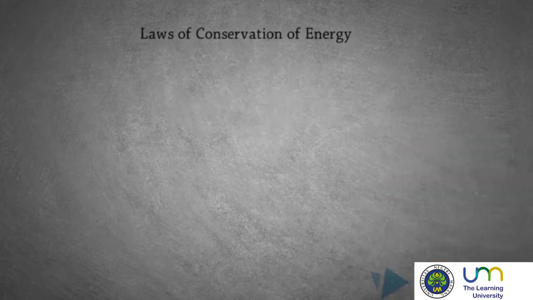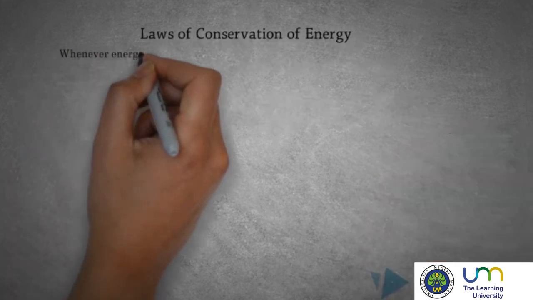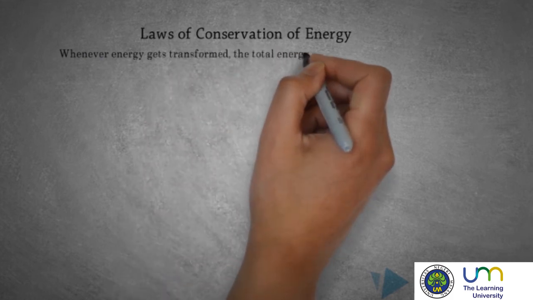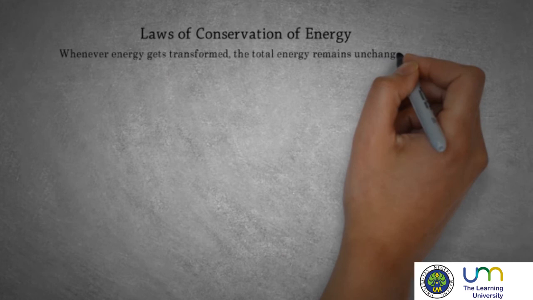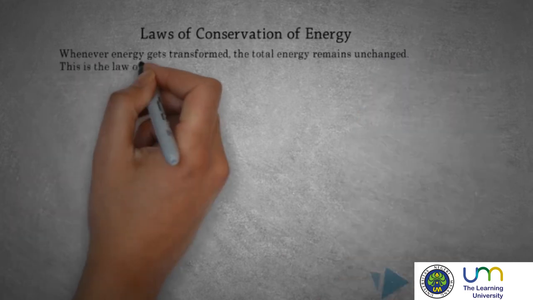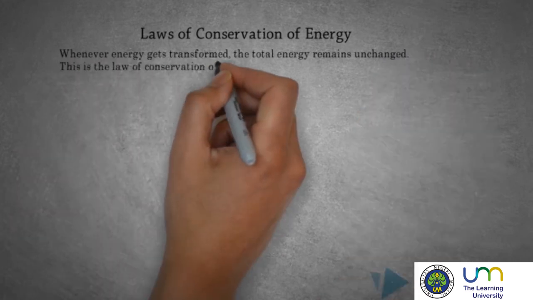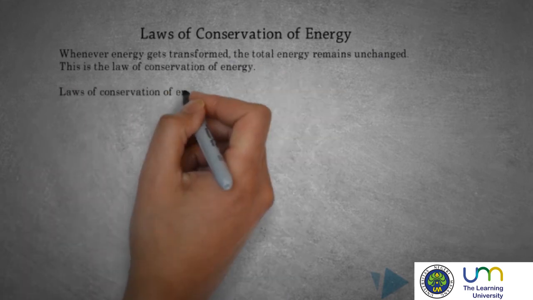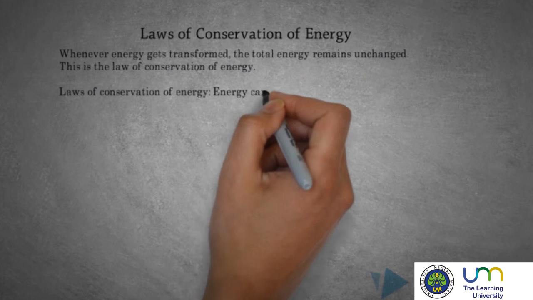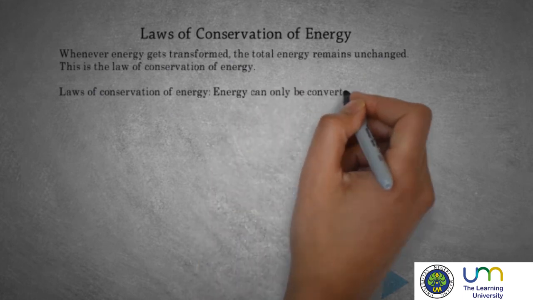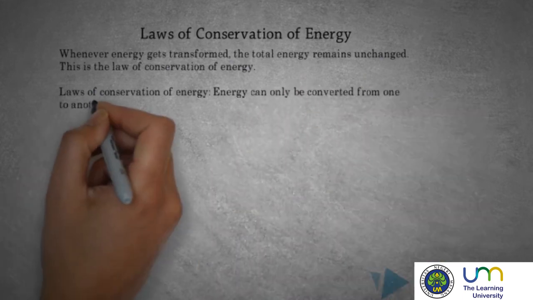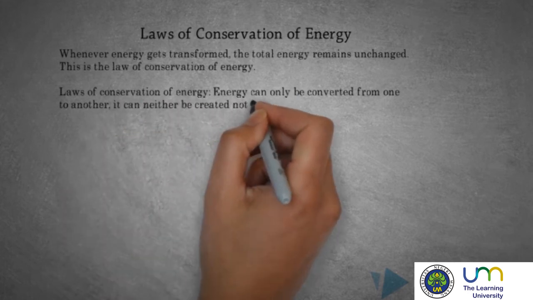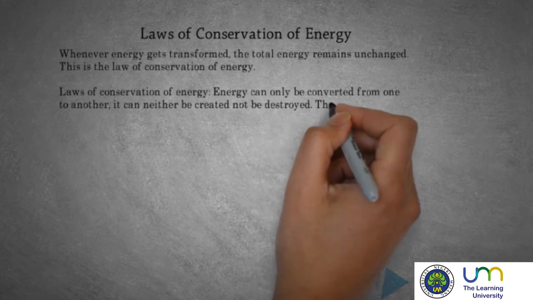Laws of conservation of energy. Whenever energy gets transformed, the total energy remains unchanged. This is the law of conservation of energy. Energy can only be converted from one form to another. It can neither be created nor be destroyed. The total energy before and after the transformation remains the same.